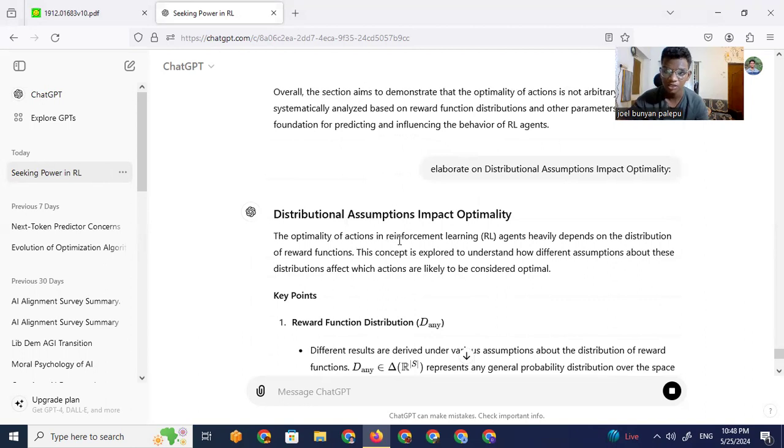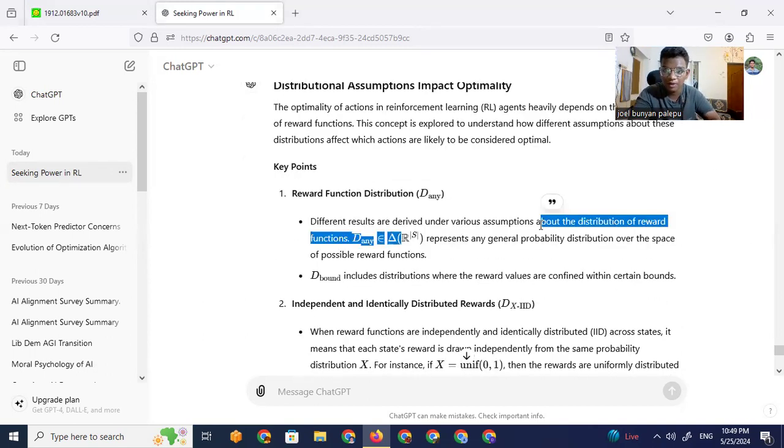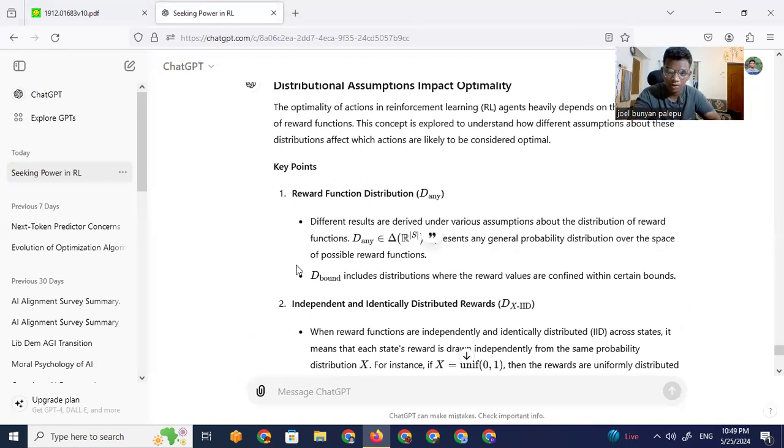The optimality of our actions in reinforcement learning agents heavily depends on the distribution of reward functions. That does make sense, right? On which reward functions we consider. So the reward functions basically control what is the most optimal action. This concept is explored to understand how different assumptions about these distributions affect which actions are likely to be considered optimal. Reward function distribution: different results are derived on various assumptions about the distribution of reward functions. Represent any general probability distribution over the space of possible reward functions.